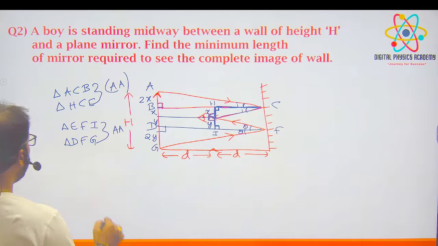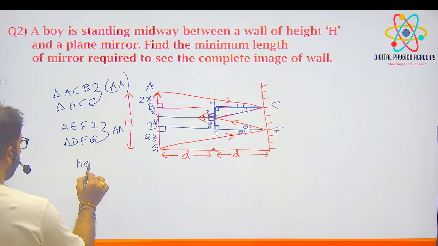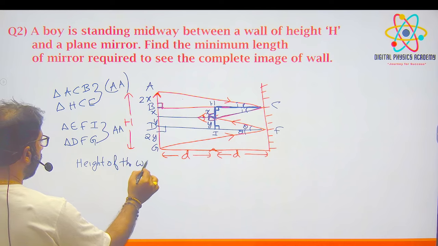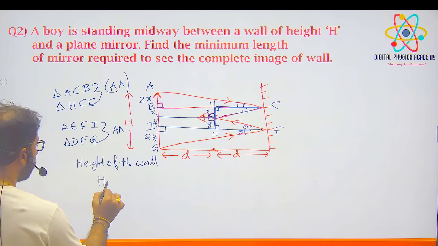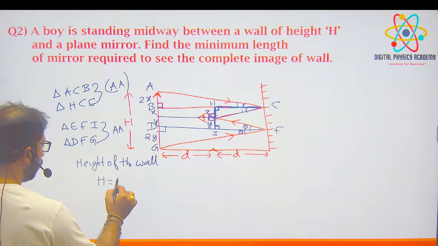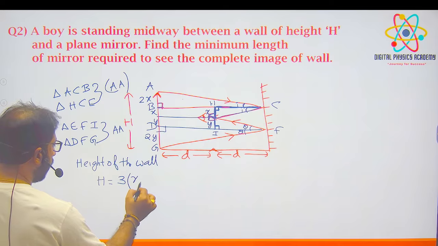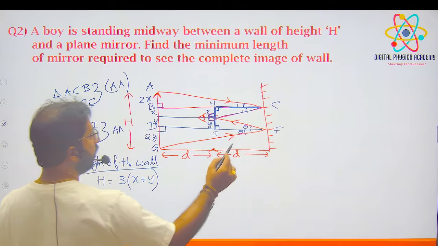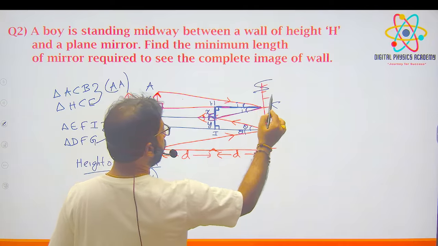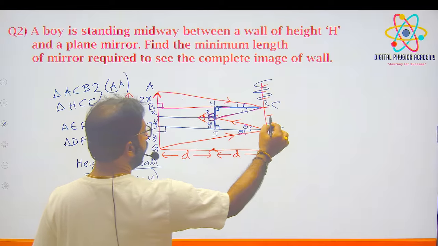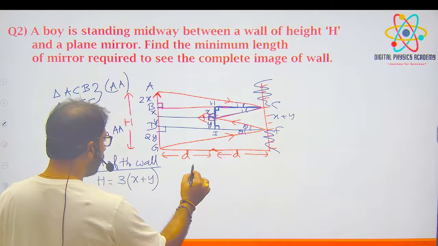Now from the diagram में, height of the wall is how much? H को क्या कैसे करेंगे? 2x plus x, 3x, plus 3y. So if I take common, 3 times of x plus y, right? This is the height of the wall. And देखो, ये external ये तो नहीं चाहिए ना? We remove this one. ये कितना है इधर? x plus y only.